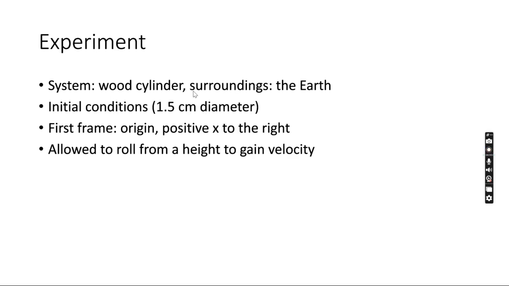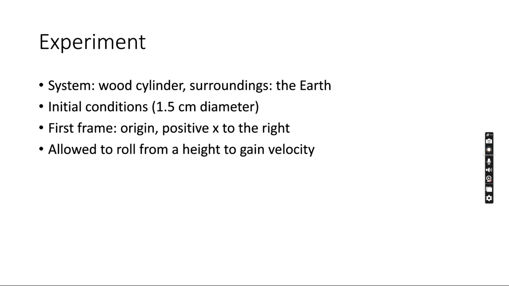Now, for the experiment itself, we had a system of a wood cylinder, and the surroundings was the Earth. The initial conditions of this wood cylinder: it was 1.5 centimeters in diameter. That's about it. For the first frame of the tracker data, the origin was centered around the first frame, with positive x being to the right. Our cylinder moved to the left, meaning its displacement was negative, which would be seen in the results.